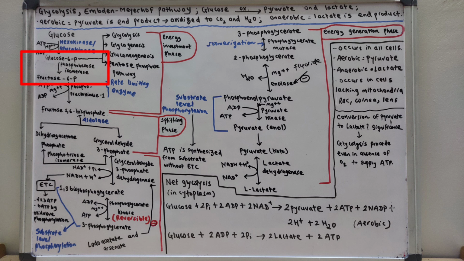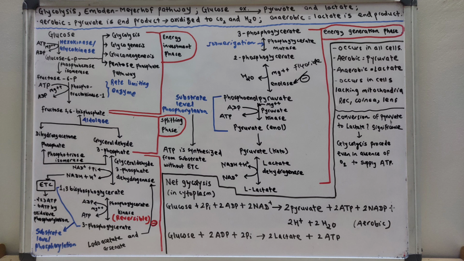Now in another reaction of the energy investment phase, the glucose 6-phosphate undergoes isomerization to give the fructose 6-phosphate in the presence of the enzyme phosphohexose isomerase and magnesium. Now let us move towards the last reaction of the energy investment phase. Here the fructose 6-phosphate is phosphorylated to fructose 1,6 bisphosphate by phosphofructokinase. This is an irreversible and regulatory step in the glycolysis. So these are the three reactions of the energy investment phase that you should know.